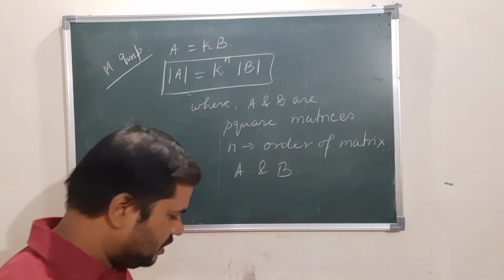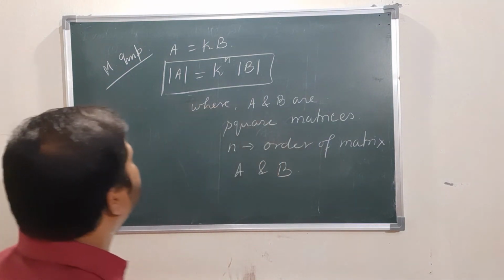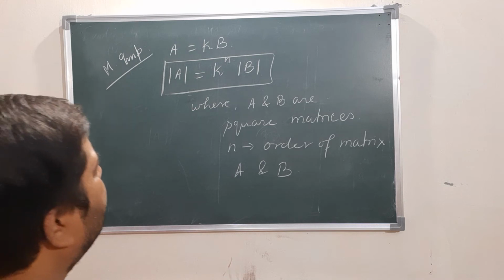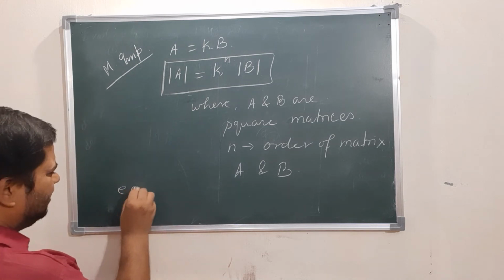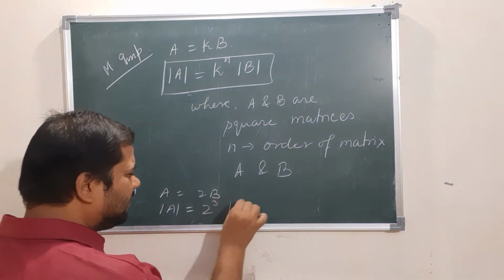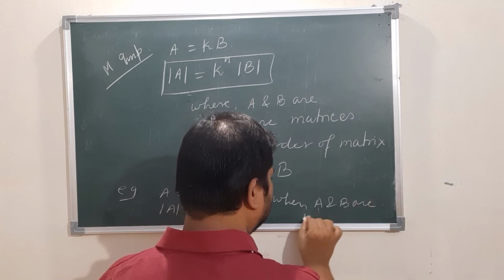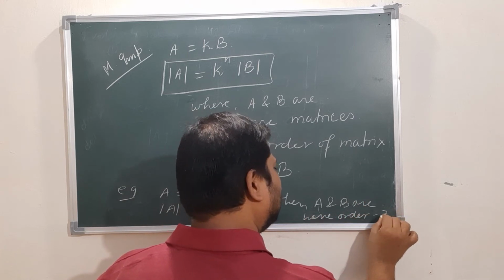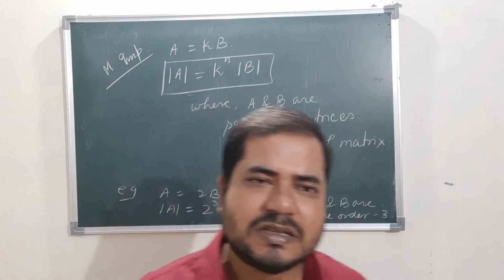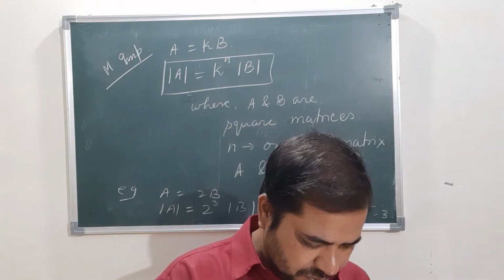Because A and B have the same order, this particular N is the order of the matrix, maybe 1, 2, 3, 4 or 5. Suppose A is equal to KB and A and B have order 3. For example, A is equal to 2B, then determinant of A is equal to 2 to the power 3 determinant of B. That means 8 times determinant of B, okay? So this is the very important thing. Now, we have to see some questions.